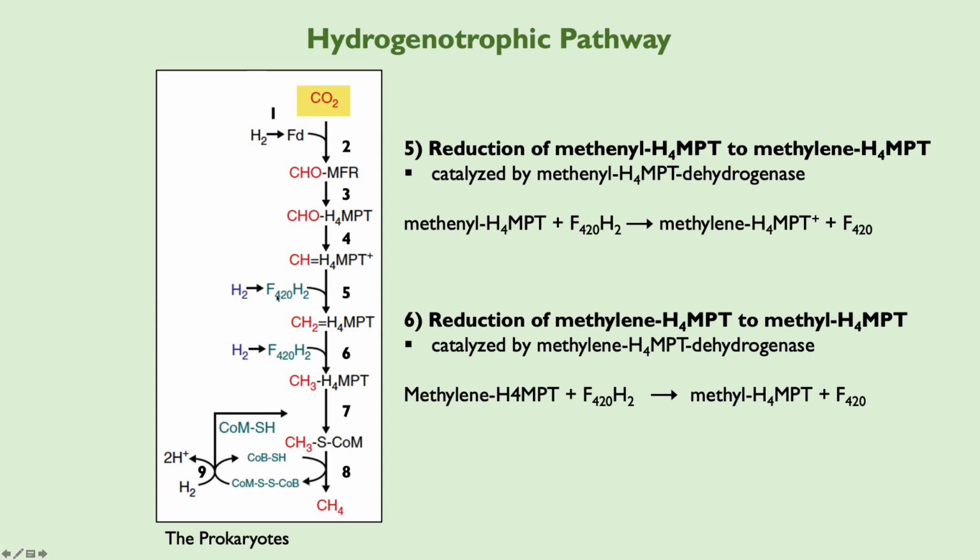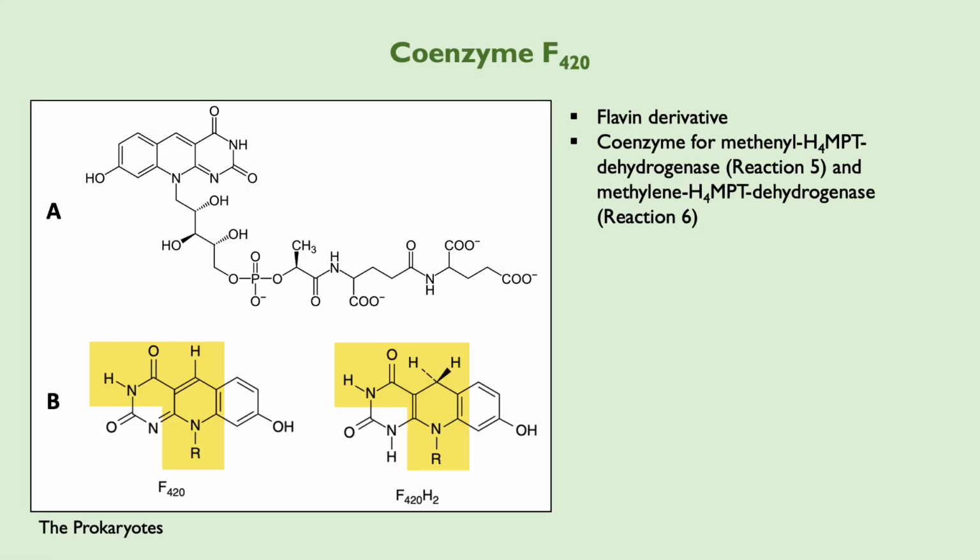So we can quickly look at the structure of this coenzyme F420 as well. Interestingly, this coenzyme F420 is a flavin derivative, meaning that it's derived from riboflavin, which is a B vitamin. It's chemically or structurally similar to coenzymes such as flavin mononucleotide or flavin adenine dinucleotide, which some of you have seen obviously before in previous courses. But significantly, this is the oxidized form of the coenzyme as well as the reduced form of this coenzyme F420, which is used in these reduction reactions.